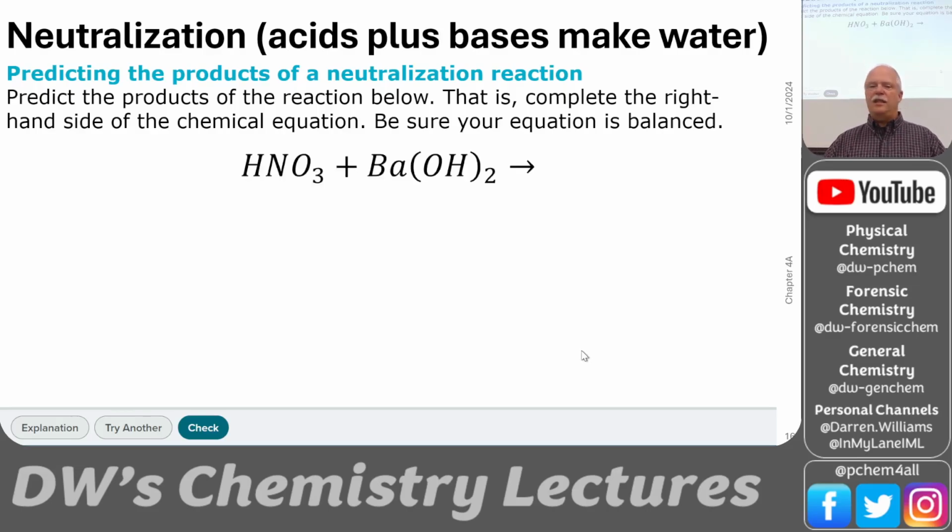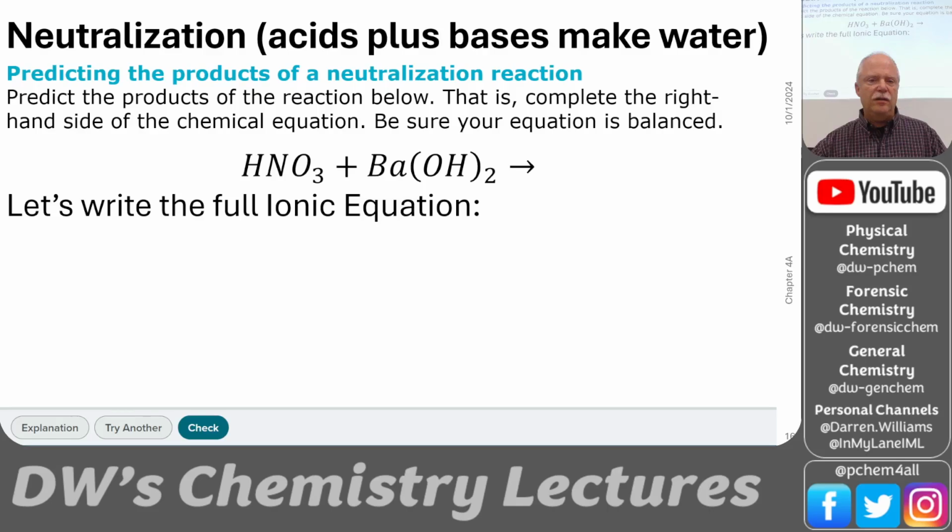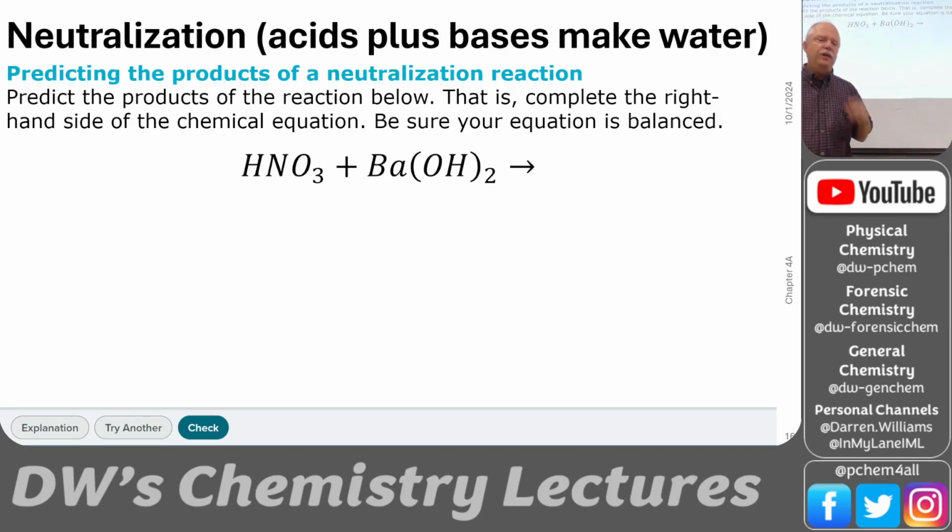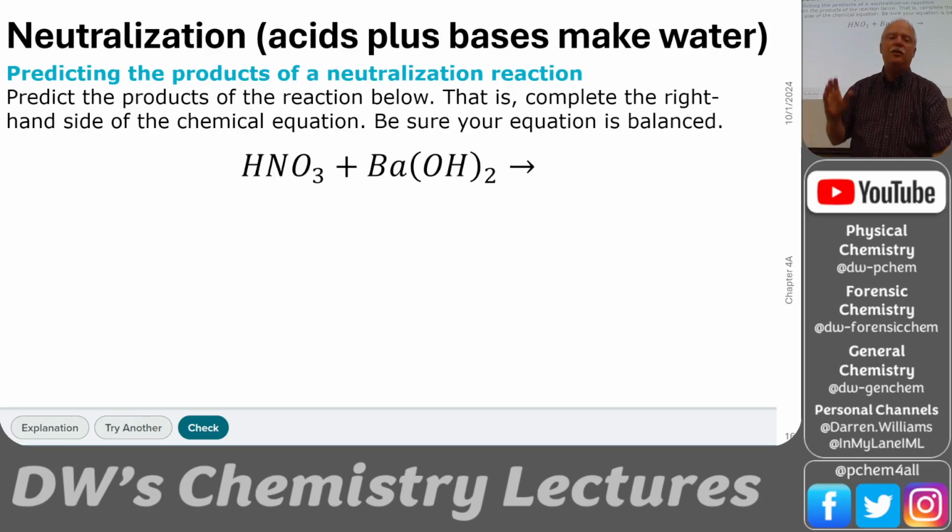So let's talk about neutralization reactions. We're going to predict the products of this reaction. That is, complete the right-hand side of the chemical equation and make sure your equation is balanced. What do you see when you look at that equation? What's the HNO3? Nitric acid. So it's an acid. What do you see with the barium hydroxide? Hydroxide. You see a base. And so this is a neutralization. An acid plus a base makes water.